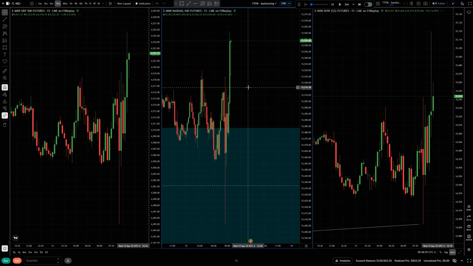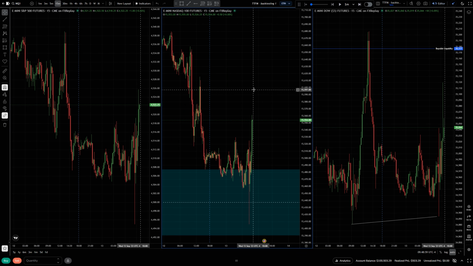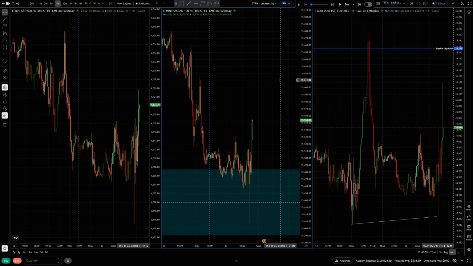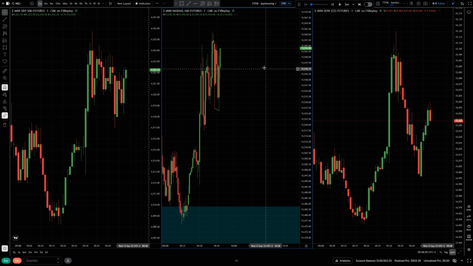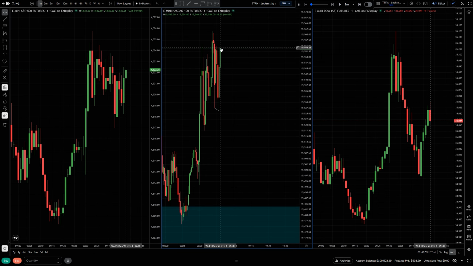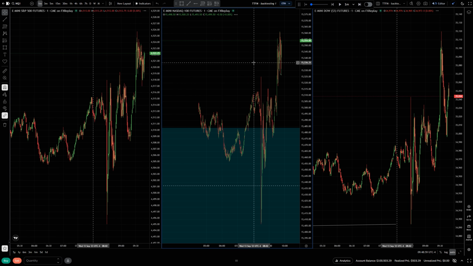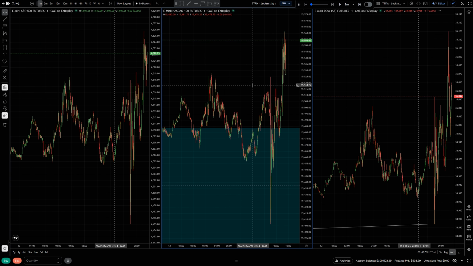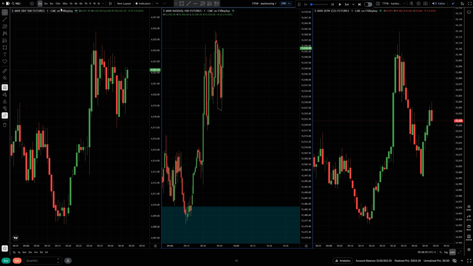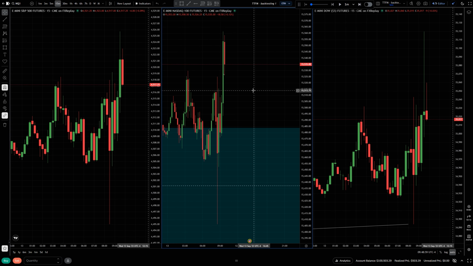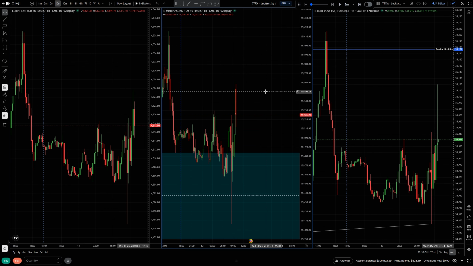Do I want to take this is the question. We are really high up in the range, basically at the high of day. So if I were to take an entry here, I would just have to go break even at this high, which isn't really ideal. So I'll just have to wait for a deeper pullback and maybe a strength switch.